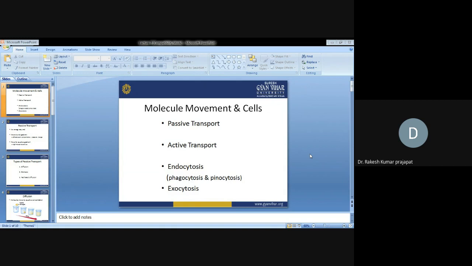Phagocytosis means solid particles, how a cell can engulf solid particles. Pinocytosis means cell drinking. Phagocytosis means cell eating. There is a difference between these two. Exocytosis means how cells can send out debris from inside the cell to the outside. So these are some classes of molecular movement: passive, active, endocytosis, and exocytosis.